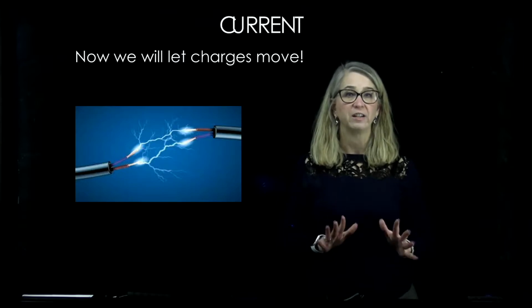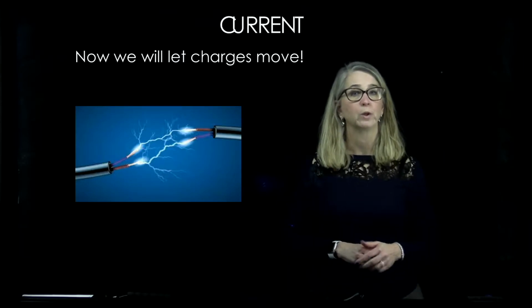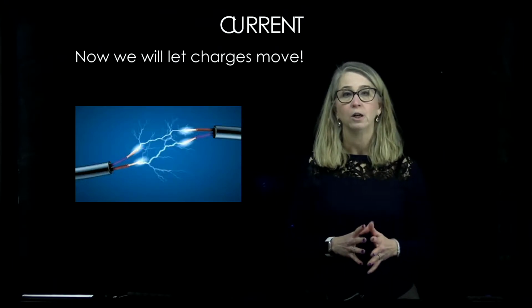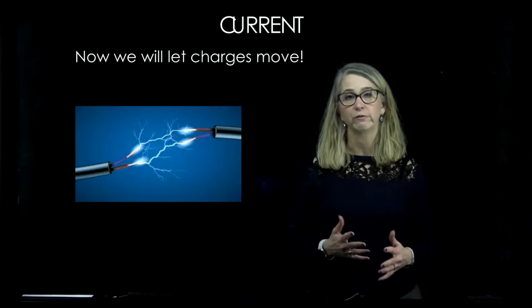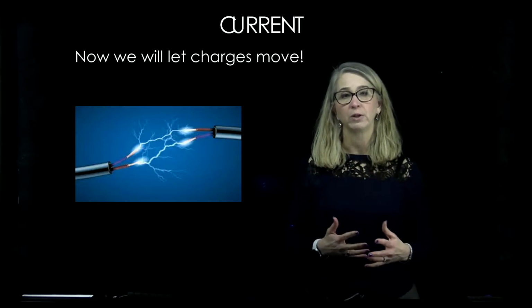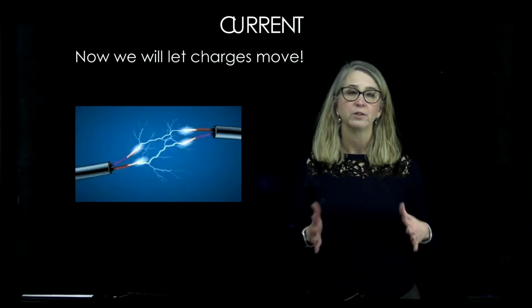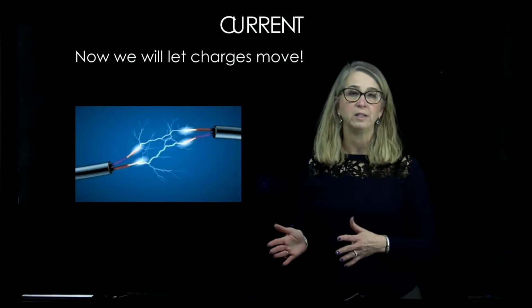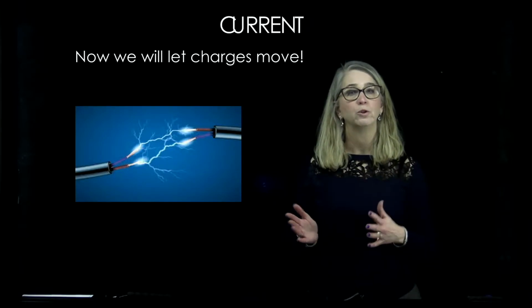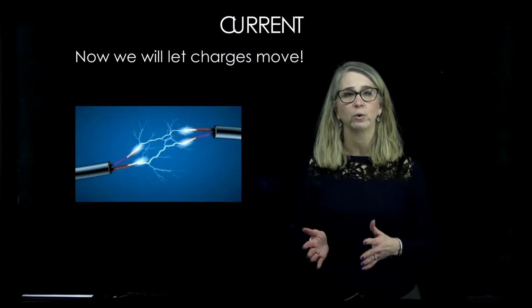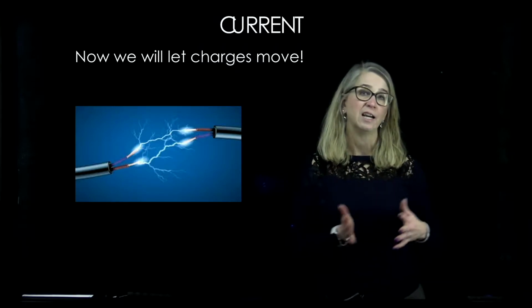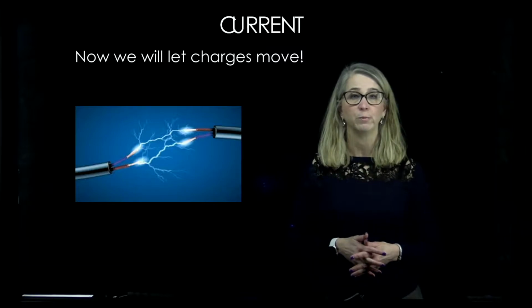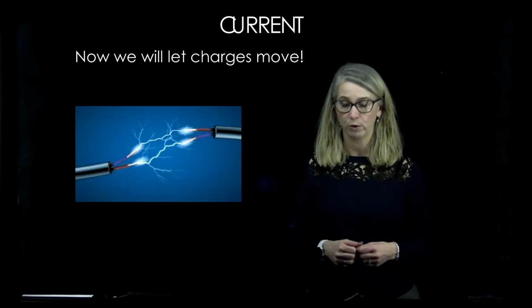So we're finally going to let our charges move, and we're going to start talking about current. We're going to look at circuits where current is flowing and be able to analyze them. This is sort of a shift from what we did in the previous chapters, which really all fell under the category of electrostatics. Now we're going to allow that current to move, let the charges move.